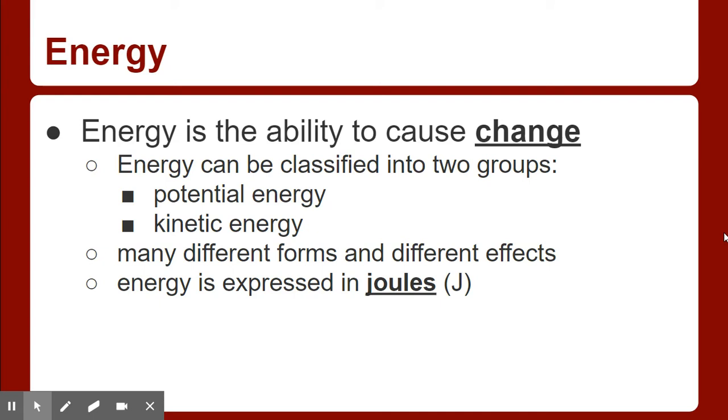Energy fits nicely into one of two different groups, either potential energy or kinetic energy. These different categories of energy, potential and kinetic, can have many different forms and they can cause many different things to happen. Our unit of measurement for energy is the joule. This is how we measure the amount of energy.